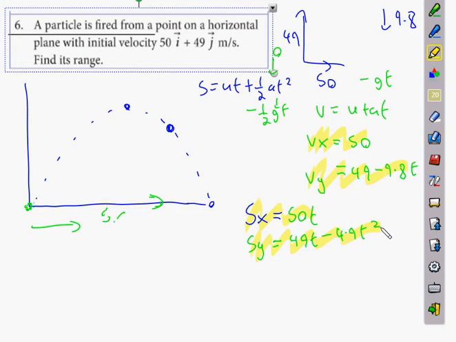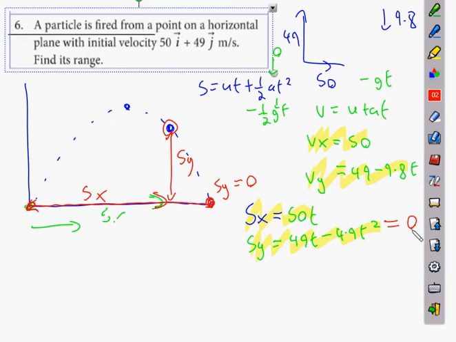Now, find its range. Range refers to the distance you've travelled in this direction here. Remember what I was telling you earlier, when this object is at this height, it has two displacements. It has an Sy displacement from up to down, and then it also has an Sx displacement, which would be from here to here. In this case, the Sy is 0 because it's at the range. So what you're looking to do is find out what the Sx distance is. So we put Sy equal to 0.